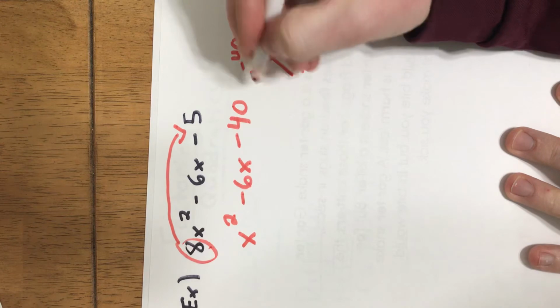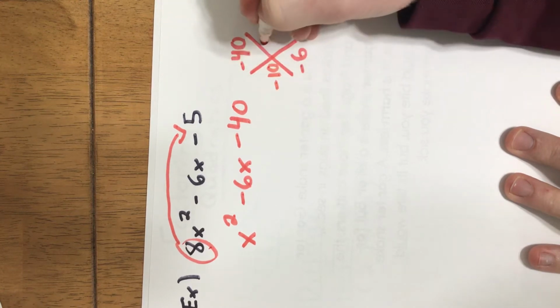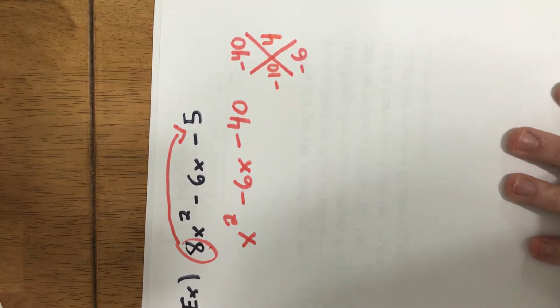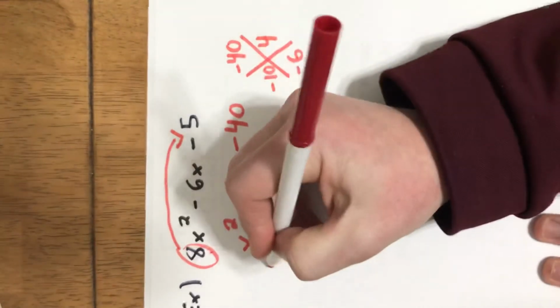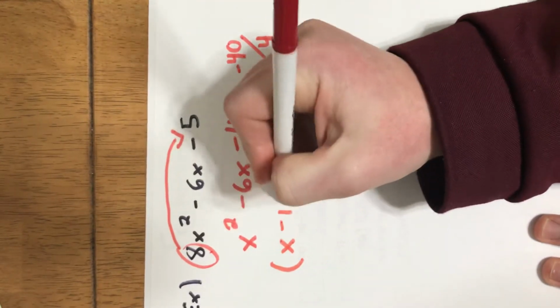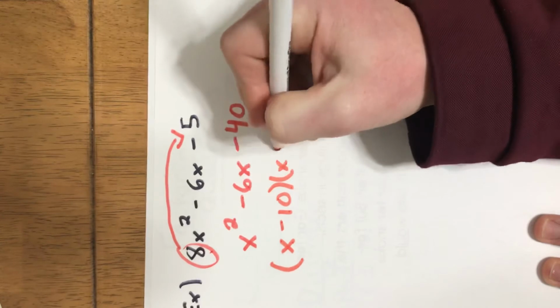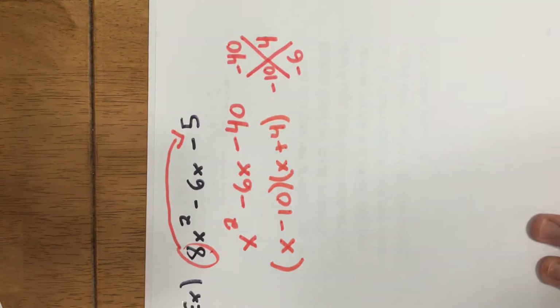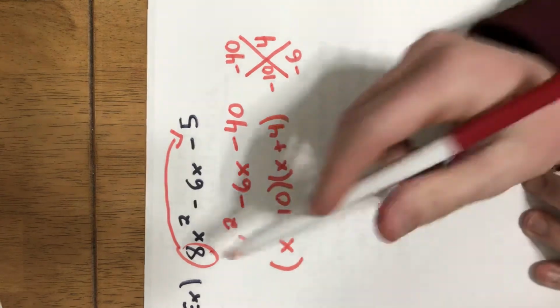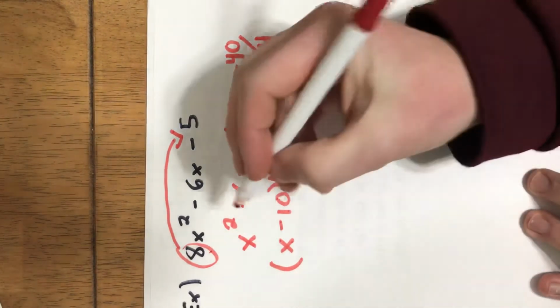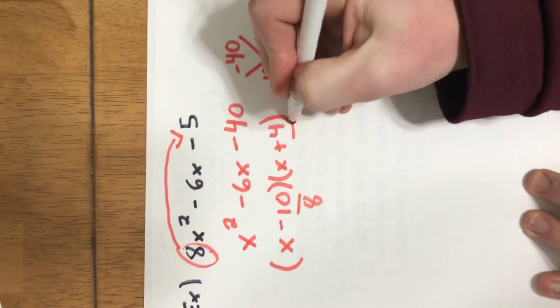In this case, we're going to be looking at negative 10 and positive 4. So this will be x minus 10, x plus 4. And I have to remember to slide back in with that 8. So both of these are going to be divided by 8 here.